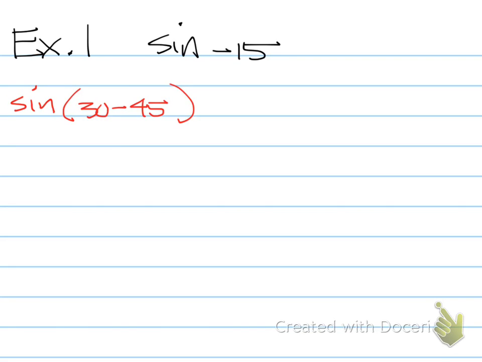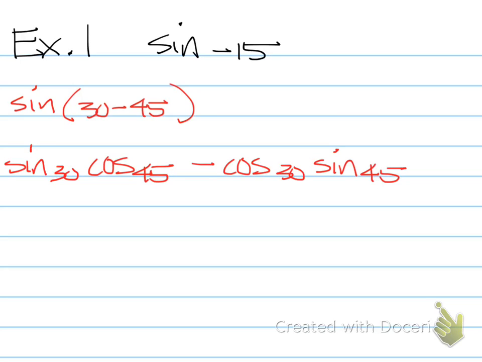For the first example, we're trying to find sine of negative 15. I can rewrite negative 15 as 30 minus 45, and then use the difference identity for sine of the difference of two angles. So we would rewrite that as sine of 30 cosine of 45 minus cosine of 30 sine of 45.